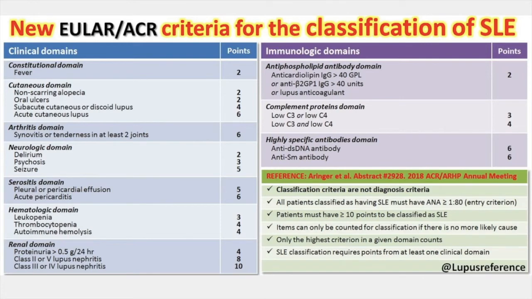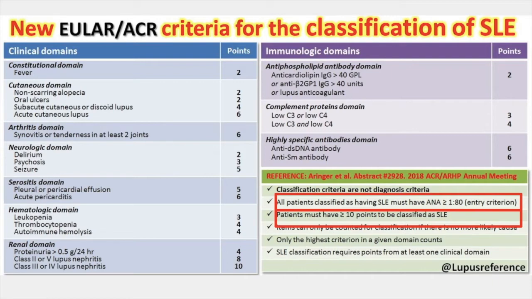Lately, there's a new criteria being proposed by the European League Against Rheumatism alongside the American College of Rheumatology in 2019 for the classification of SLE. According to this classification, in order for the patient to be classified as having SLE, the patient must fulfill the entry criteria, which is the antinuclear antibody, and a titer must be at least 1 in 80. Secondly, the patient must have at least 10 points in order to be classified as SLE.